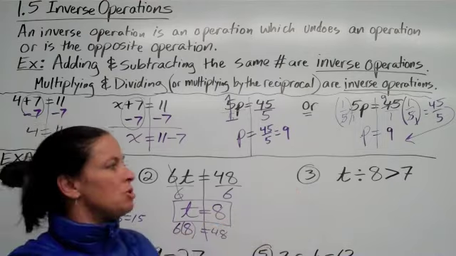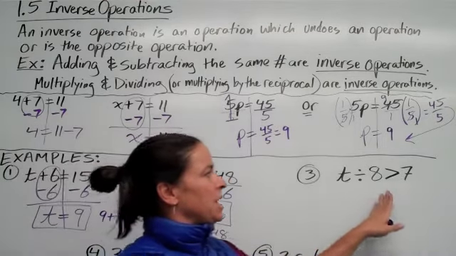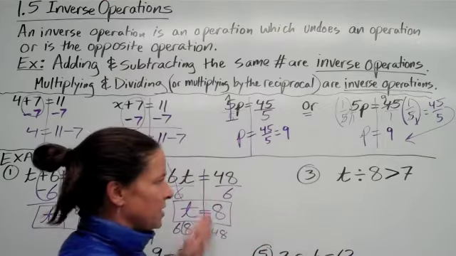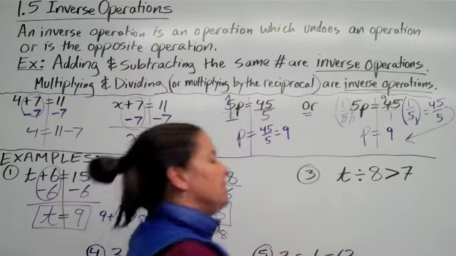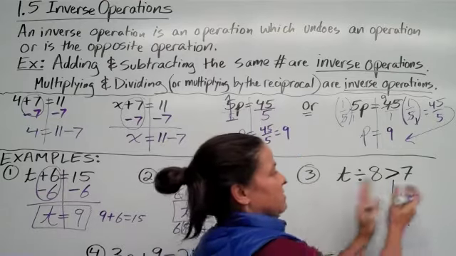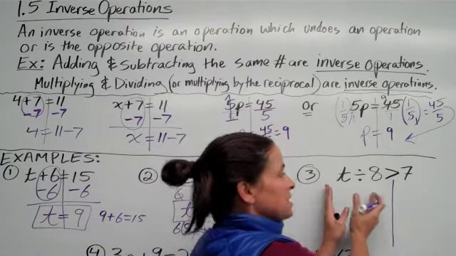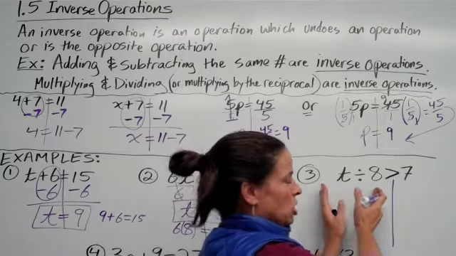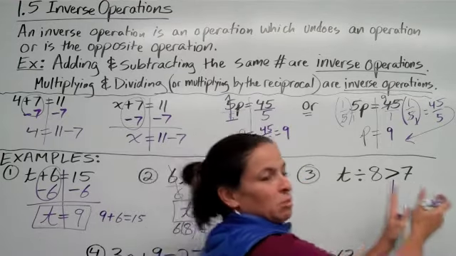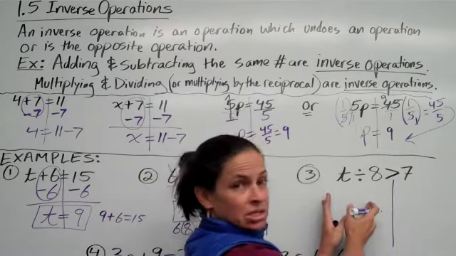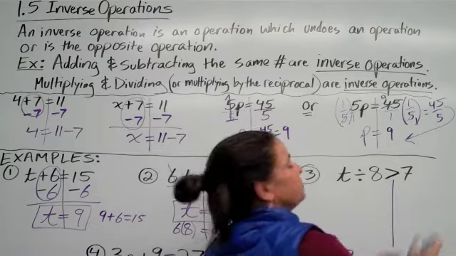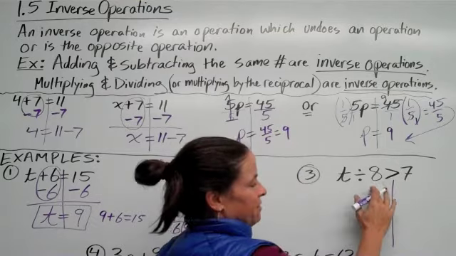Excellent. Number 3, t divided by 8 is greater than 7. Can I still build a fence with an inequality sign? Yes, you may. What's happening here is a little bit different. It's saying instead of these are equal, it's saying that this number is always bigger than this number. So if I do something to both sides of the equation, this side will continue to be bigger, greater than this side. So I have t divided by 8.